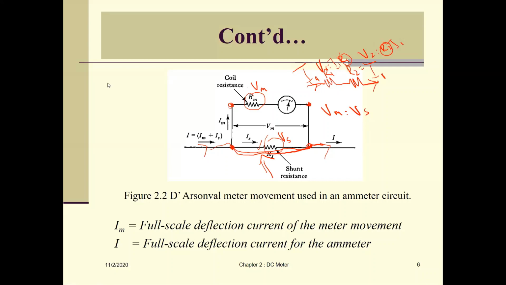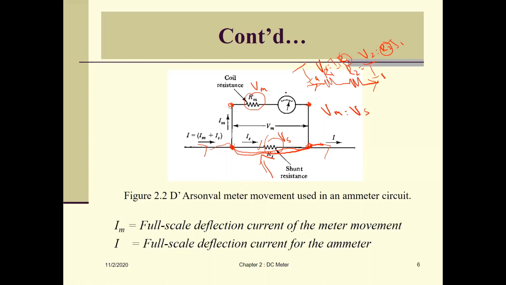You can see the voltage in parallel, from this point to this point, will be the same. That's why VM equals VS. But the current will be different. Here we have IM through here, and another one, IS, through here. IM is the full scale deflection current of the meter movement, and I total is the full scale deflection current for the ammeter.